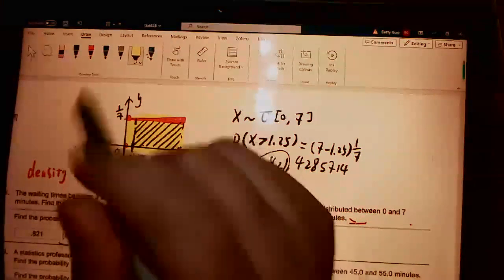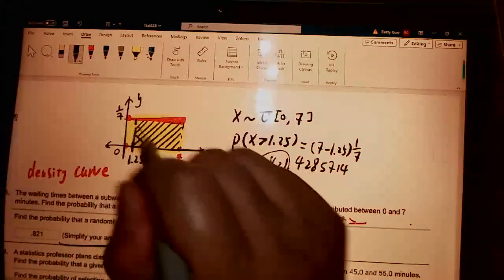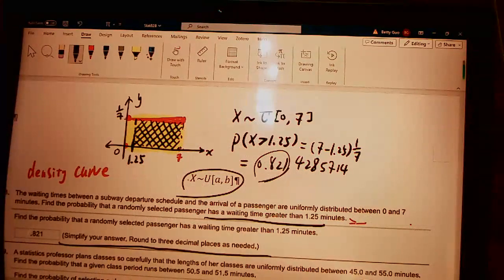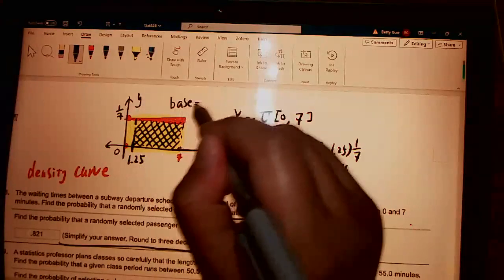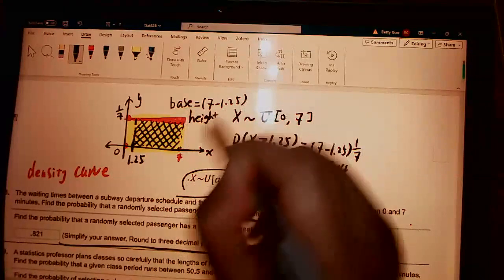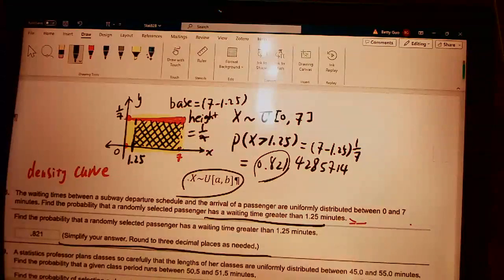Yeah, so now we know the height is 1 over 7. And what we want to find is the area of this gridded region, right? The gridded region has a base of 7 minus 1.25 and a height of 1 over 7. So the gridded region also is a rectangle. The area of the rectangle is base times height. So multiply them together, use the calculator, and we have the probability. Yes or no? Does that make sense?